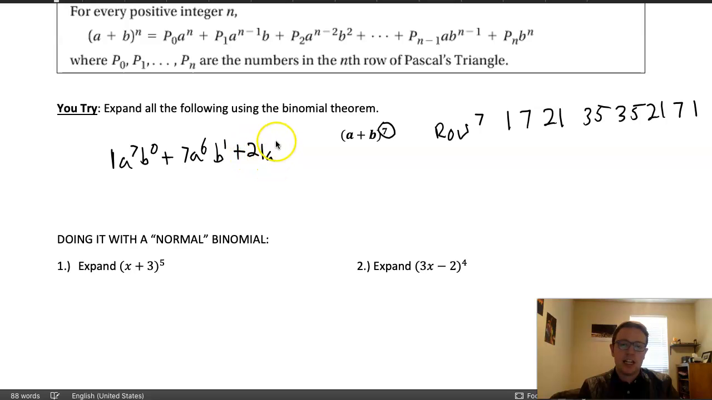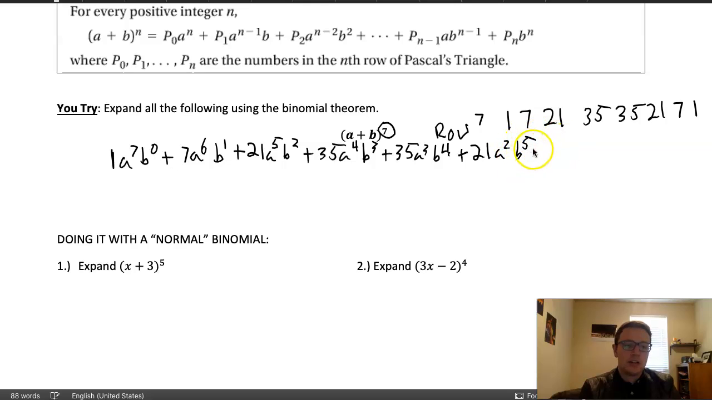So we'll have 21, A to the 5th, B squared, plus 35, A to the 4th, B cubed. We'll have 35, A cubed, B to the 4th. We will have 21, A squared, B to the 5th. We will have 7, A to the 1, B to the 6th. And we will have 1, A to the 0, B to the 7th. Now let's go ahead and have you try to reduce this. What would this look like completely reduced?